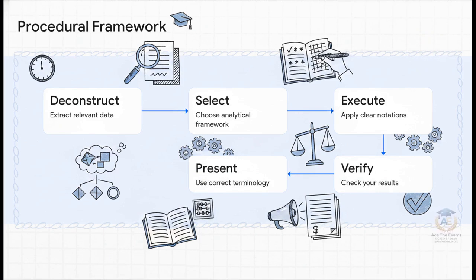Step 3. Execute with clear working. Alex loves this step. This is where you deploy your notations and lock in those method marks. Step 4. Verify your results. And step 5. Present with correct terminology. This is where Sam needs to focus, reining in the creative essay and using strict accounting vocabulary.